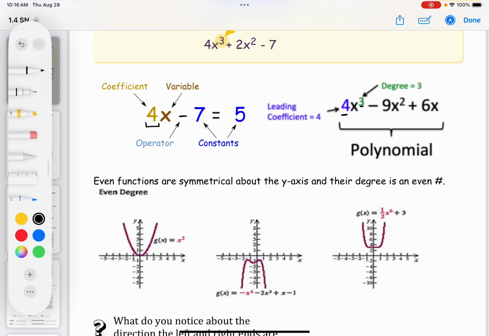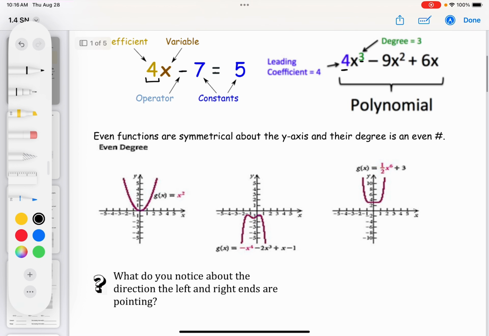So, introducing even functions: even functions always have an even degree. It doesn't mean that every function with an even degree is an even function, but that is the first clue we're going to look at. This one has a highest exponent of 2, this one has a highest exponent of 4, and this one has a highest exponent of 6. So they all have an even degree, and they are symmetrical about the y-axis.